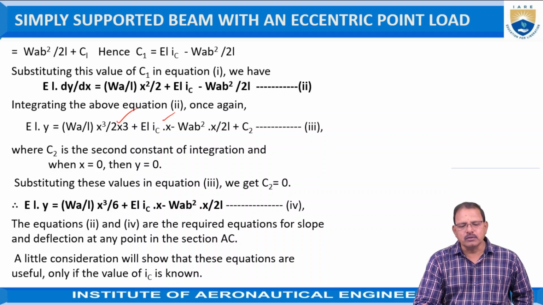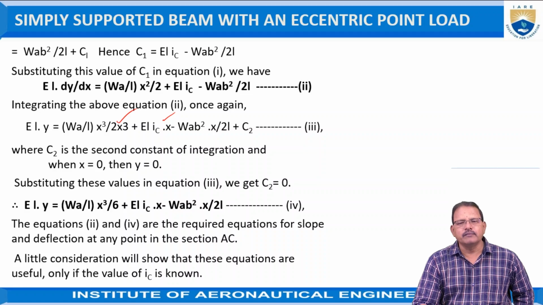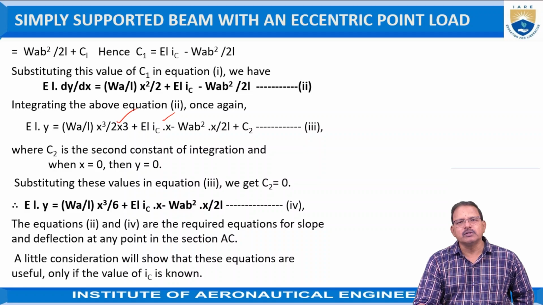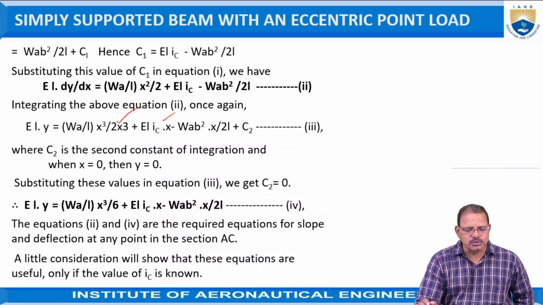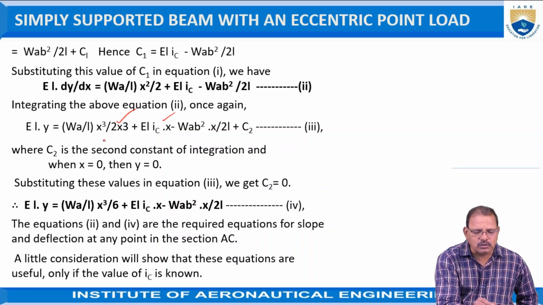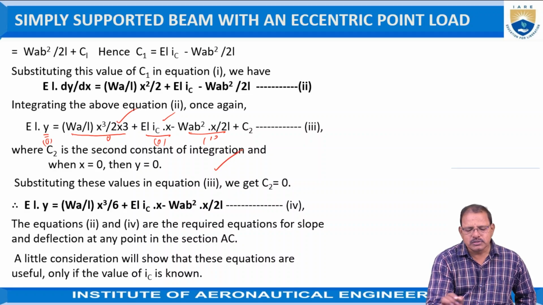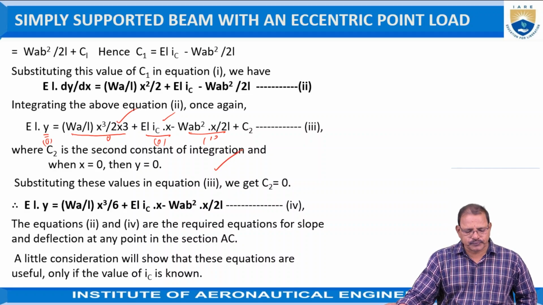Again, according to the geometrical construction, the deflection of the simply supported beam is 0 at A and B. That means when x is equal to 0, y is also equal to 0. Substituting the values now, when x is equal to 0, this quantity is equal to 0, it is also equal to 0, it is also equal to 0, here y is also equal to 0. From this relation we got C2 is equal to 0.